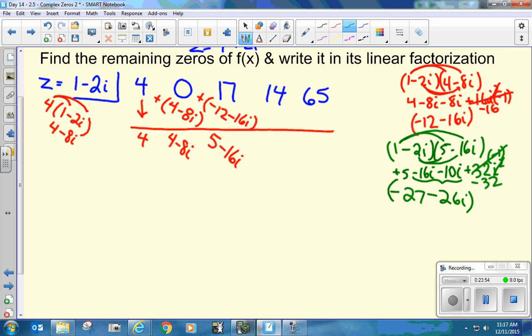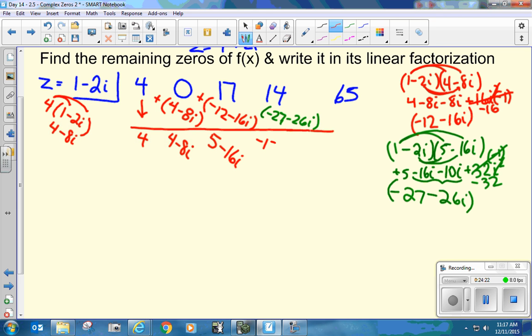It'll take a little bit more time than normal problems, but hey, if it takes you a little bit more time and you get it right, no big deal. So I'm going to say negative 27 minus 26i. That goes underneath the 14. And what I'll do here is I'll do 65 over so that I can get 13. Now, what do I got?